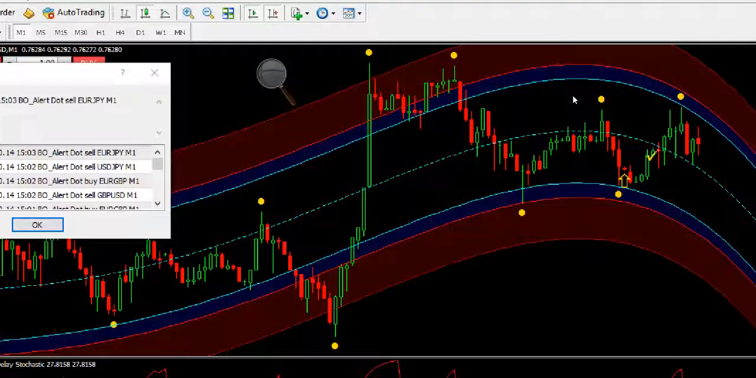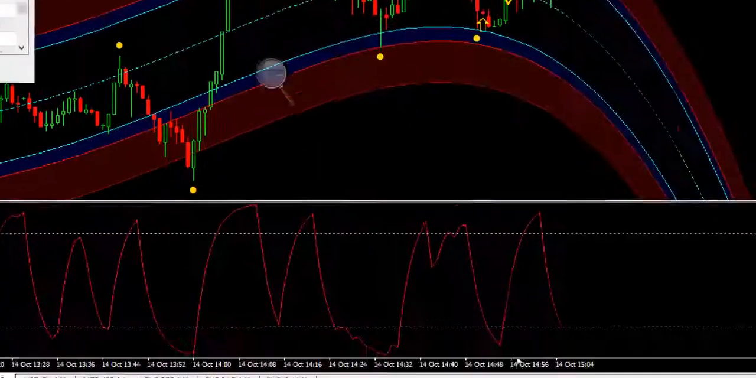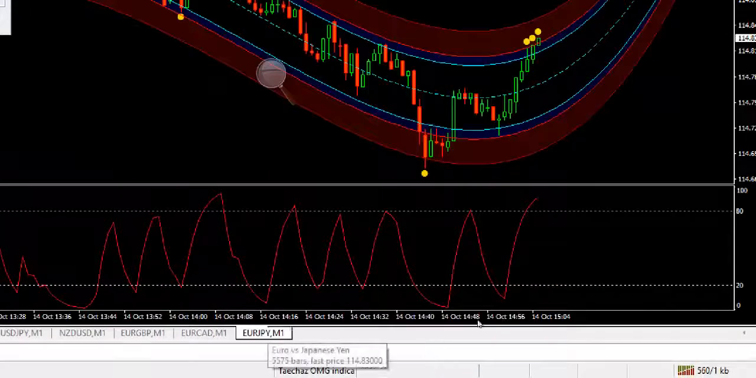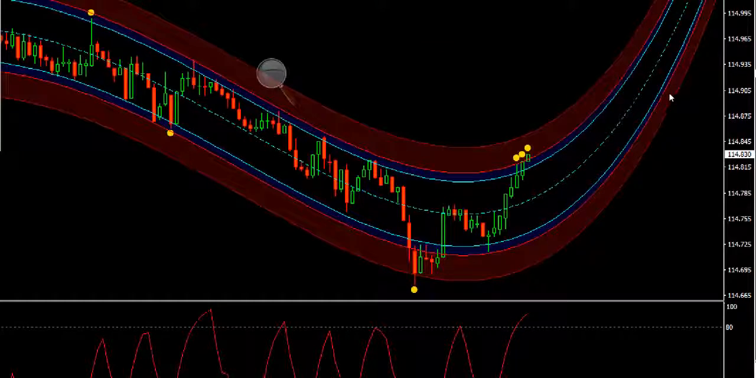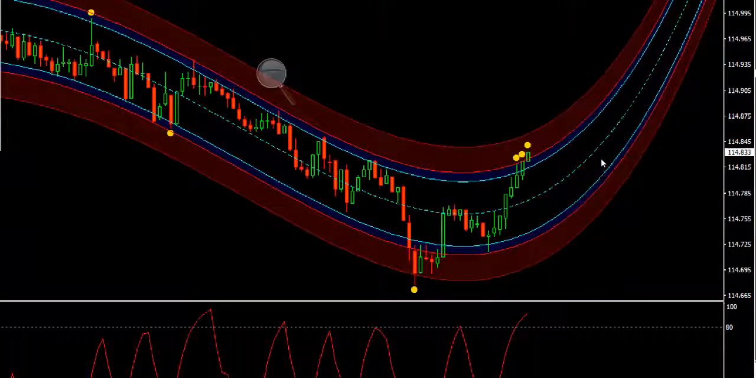Another thing I would like to point out on these signals is that they do not repaint. Let me quickly check what is there. I'm getting a signal for Euro JPY. Like I was saying, these signals don't repaint. You can see that it said it's going to go down here on the first dot, but it didn't go down, it went up.